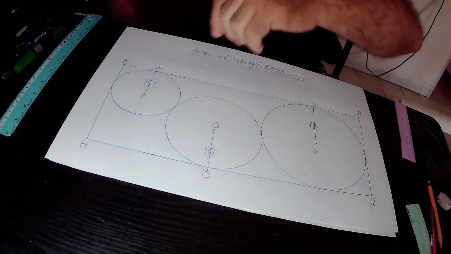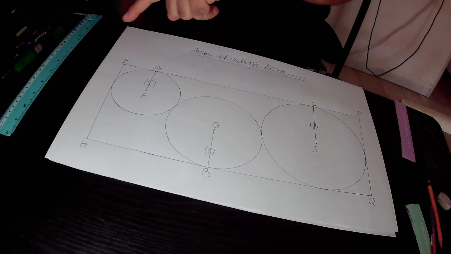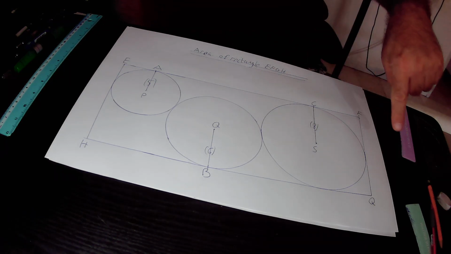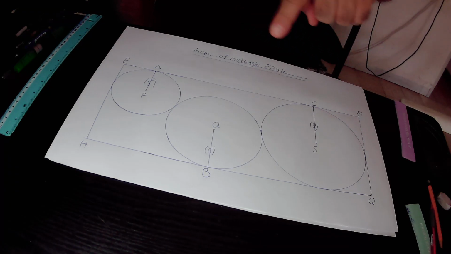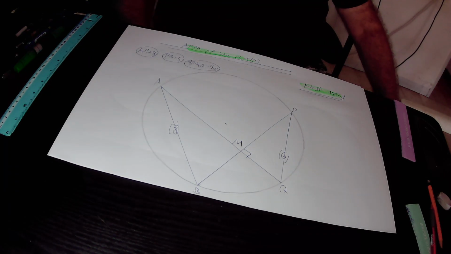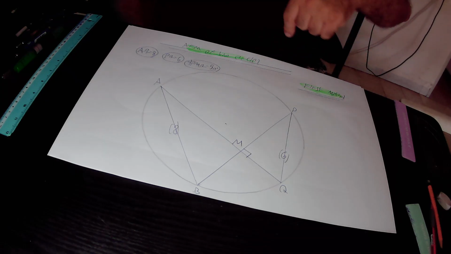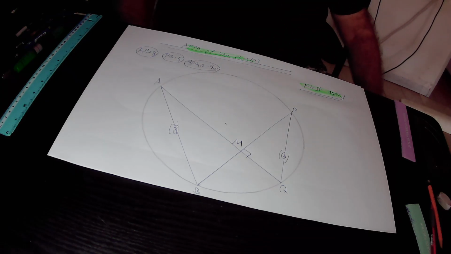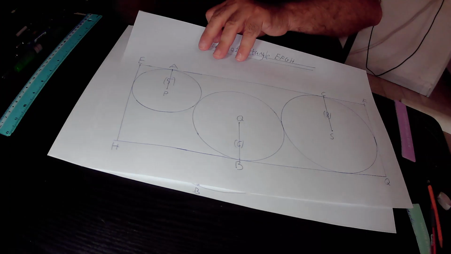And now in this lecture we'll answer two questions. In the first question, we'll find out the area of this big rectangle EHQF, and in the second question, we'll find out the area of this circle using two different methods. So let's start with the first question.